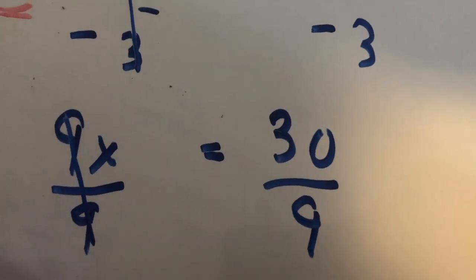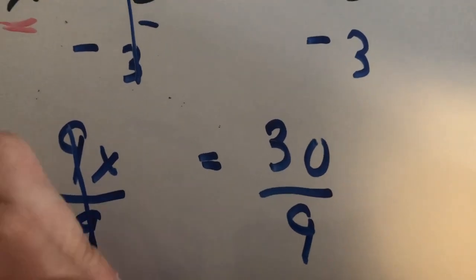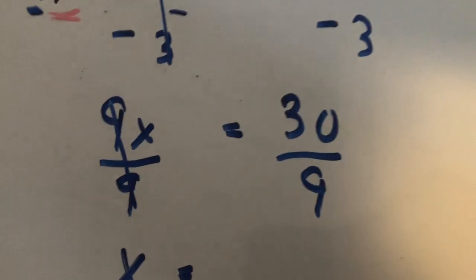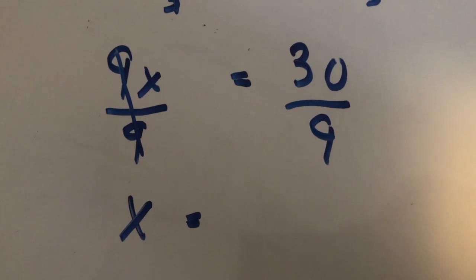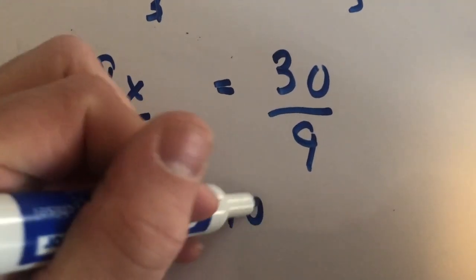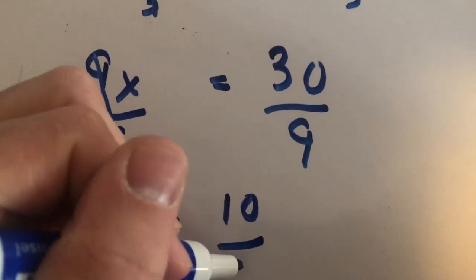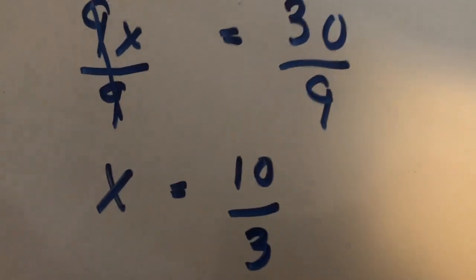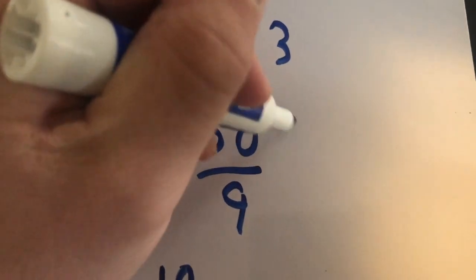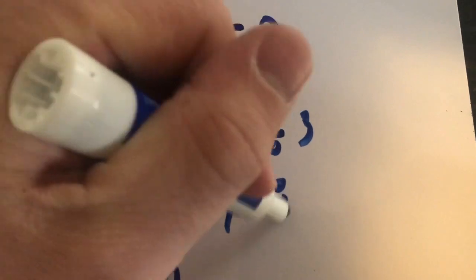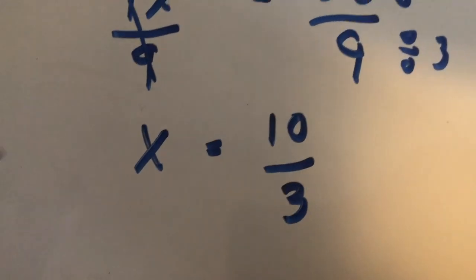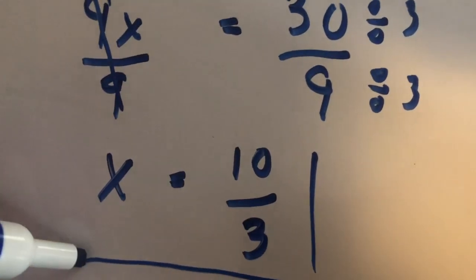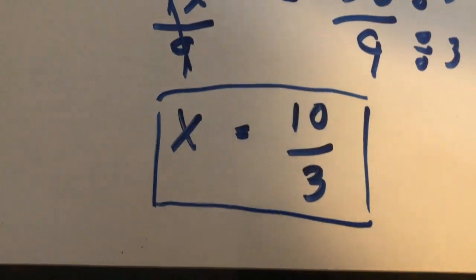9 over 9 is 1, so we're left with x is equal to 9 over 30. I'm sorry, 30 over 9. We can simplify that. We can divide each of those by 3, so we get 10 over 3. Again, what we did there was we divided by 3, divided by 3 to get 10 thirds. And we can leave that problem like that.